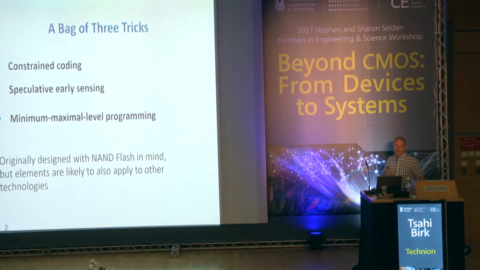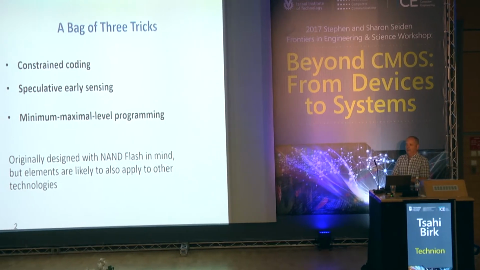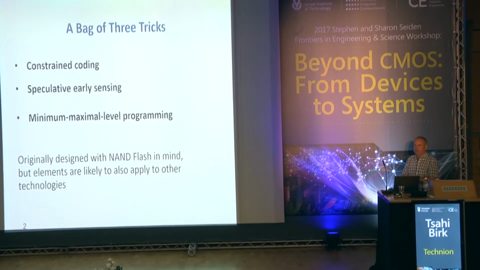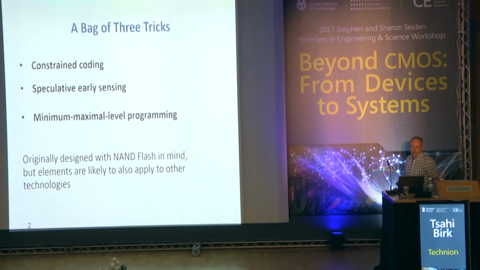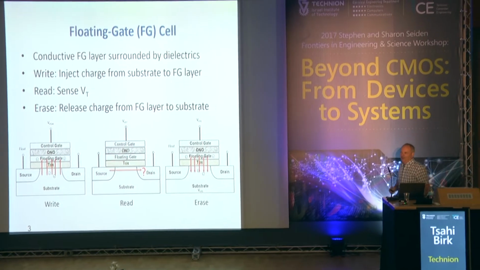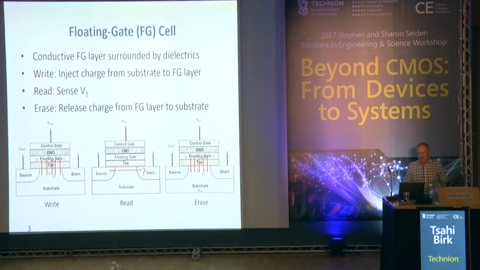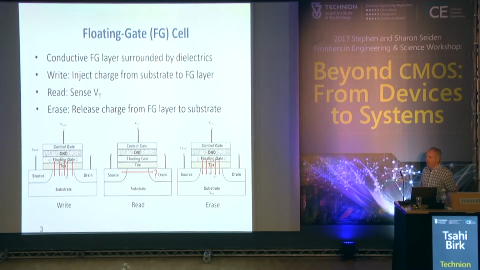essentially a bag of 3 tricks that were done in the context mostly of NAND flash, but we believe that are applicable to various extents to other technologies ranging from DRAM to future memristic, etc. The 3 things will be constrained coding, speculative early sensing, and minimum maximal level programming, and I'll explain as we go along. So just for those who are already fully in Memristive and forgot what flash is about, some key things that we will build upon here.